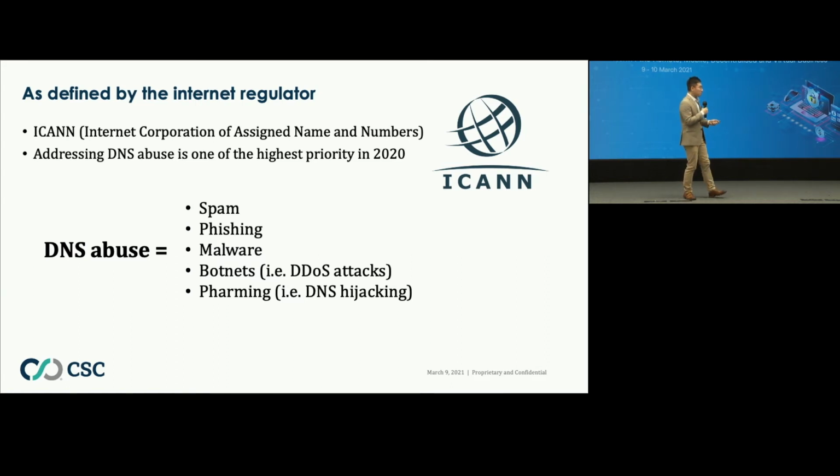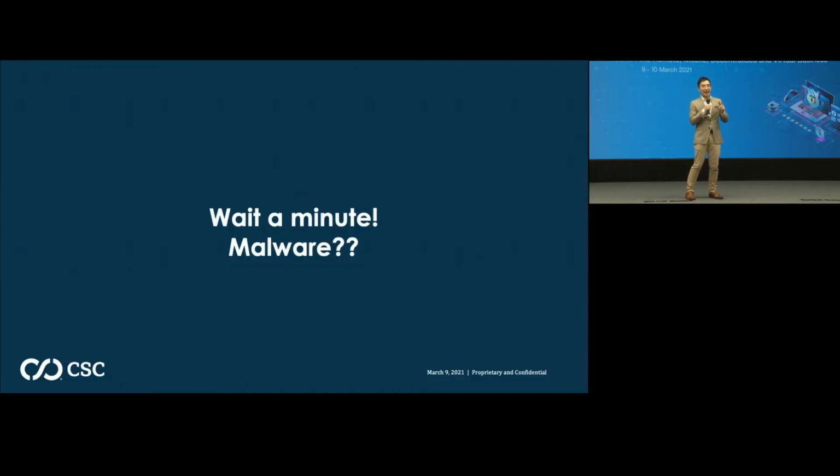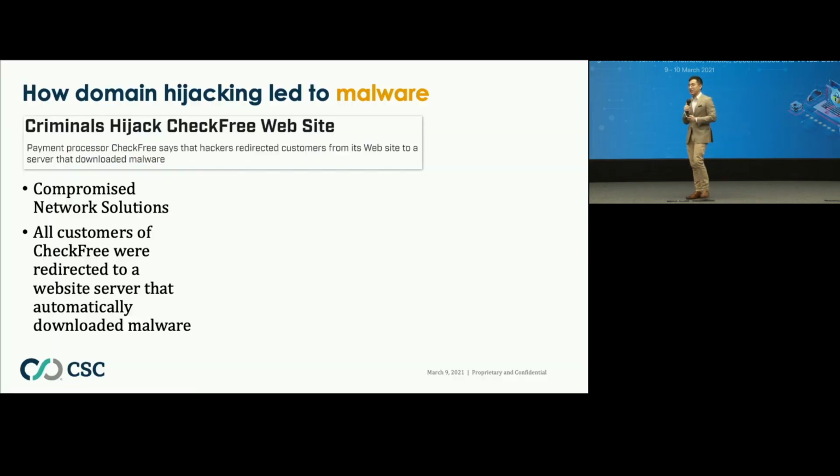And hold on a minute. I can understand phishing, but what about malware? How does malware become a DNS issue as well? Well, I'm not saying malware is 100% a DNS issue, but in a lot of cases, malware can be distributed via DNS, especially when it's delivered via the internet.